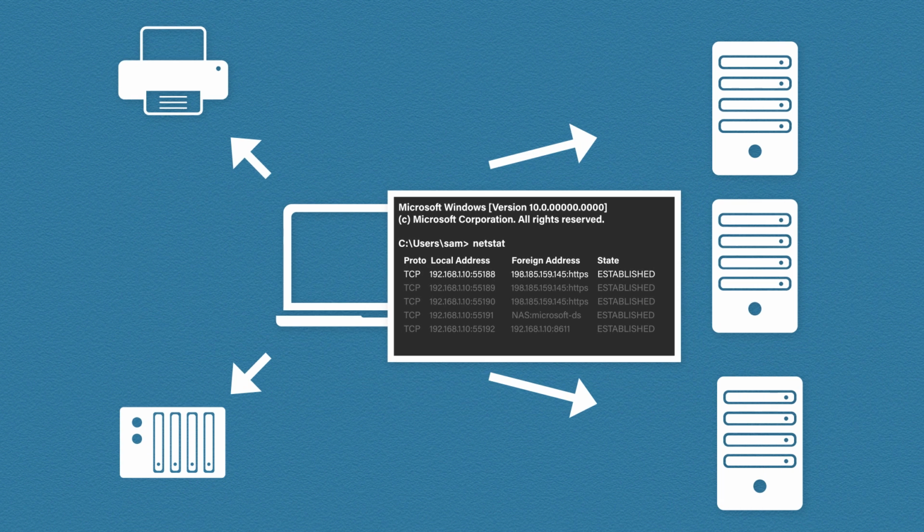Now let's add some more connections. Here we have a few more web connections on port 443, a printer connection, and a network attached storage or NAS device. As more connections are added, we see more entries in our netstat output.